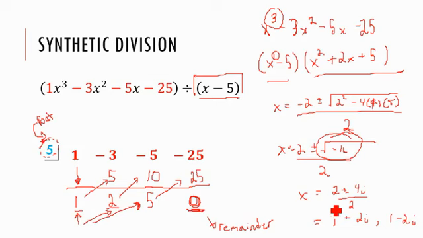So those are the roots. Therefore, the factors would be x minus 1 minus 2i and x minus 1 plus 2i. Those would be the remaining two factors.